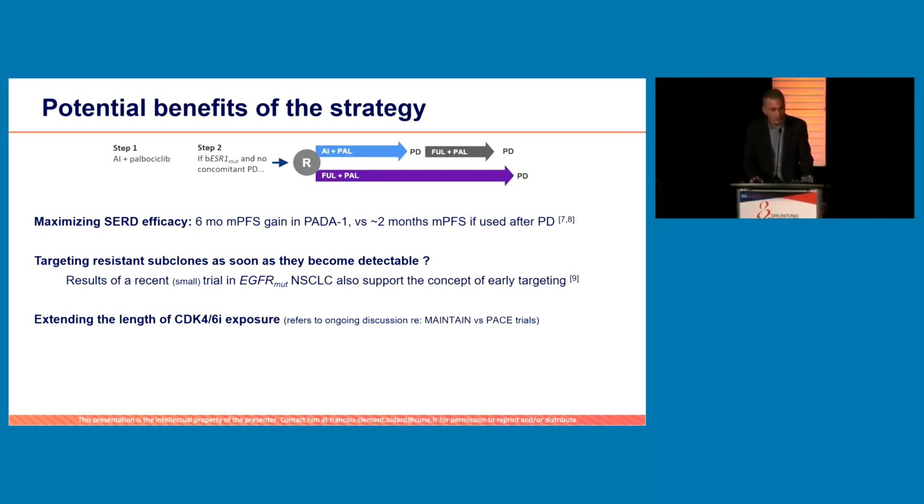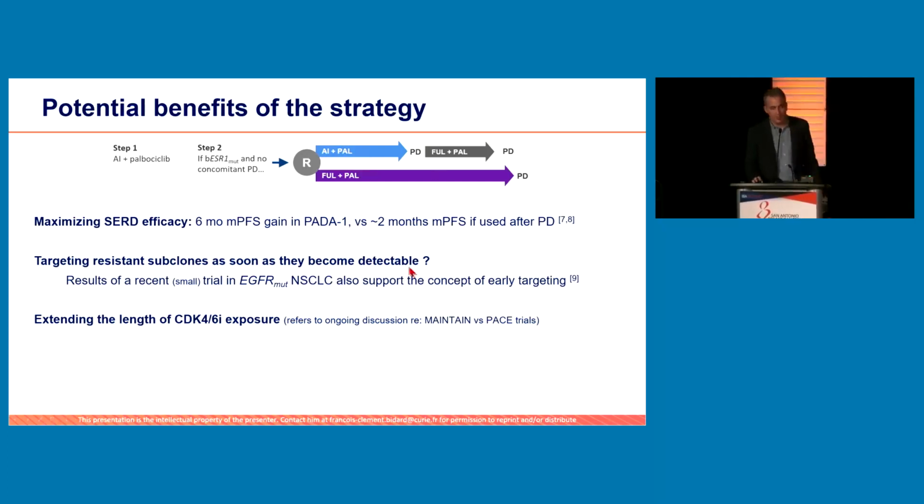So what are the potential benefits of the strategy that was investigated in PADA1? We are, in fact, maximizing the SERD efficacy. Patients are being kept on the SERD for a longer time period, which I think is quite interesting. And apparently, the time from randomization with fulvestrant plus palbociclib could be superior to AI followed by fulvestrant. What is the reason for that? It could be that it's interesting to target resistant mutations as soon as they become detectable. It could be related to a smaller amount of resistant cells at the time of molecular detection in blood versus at the time of radiological detection.